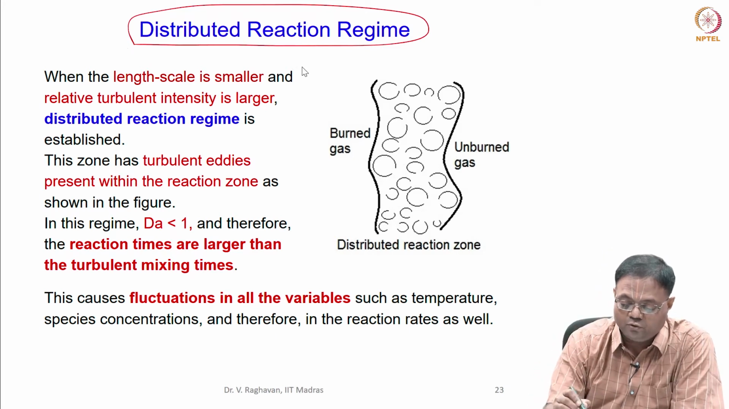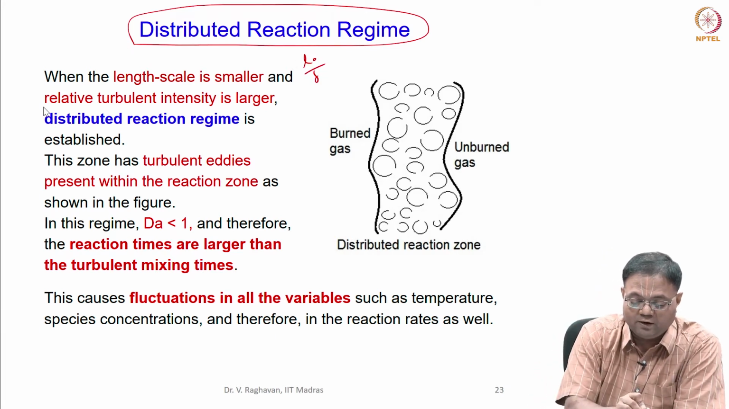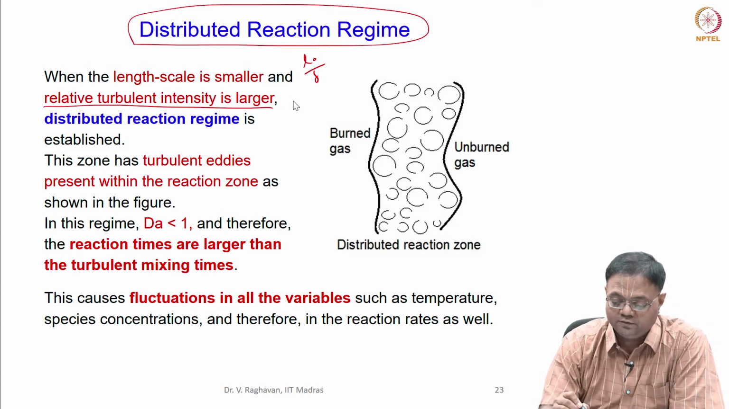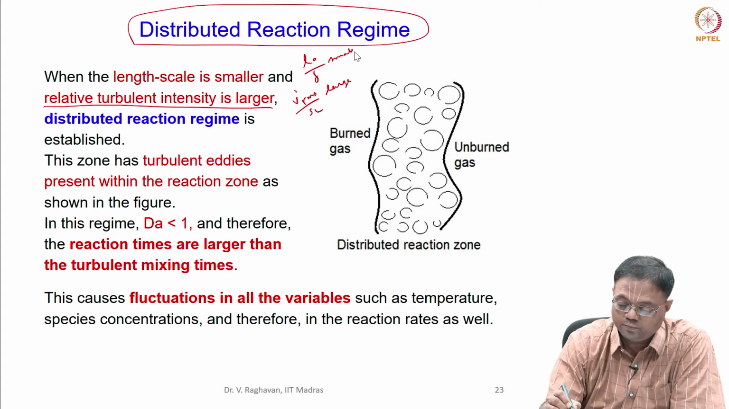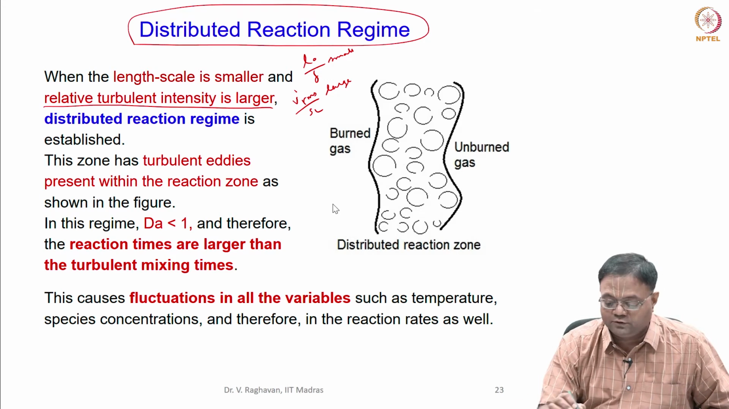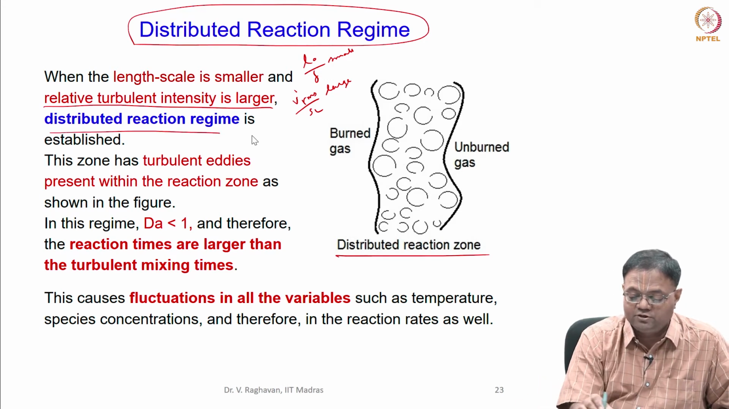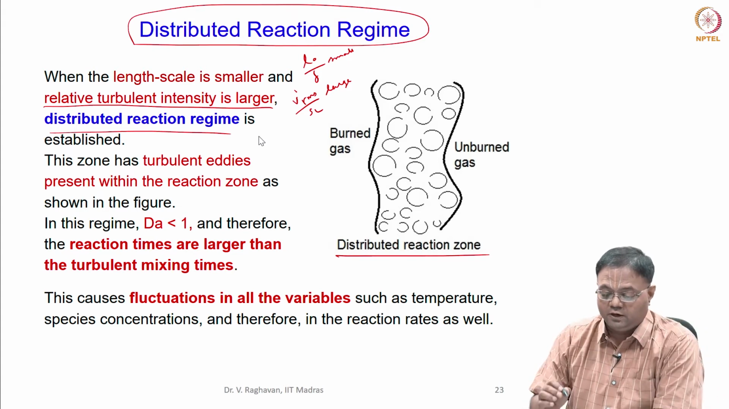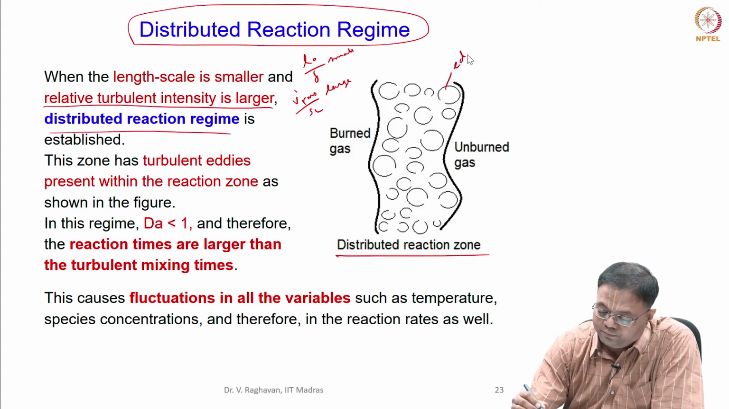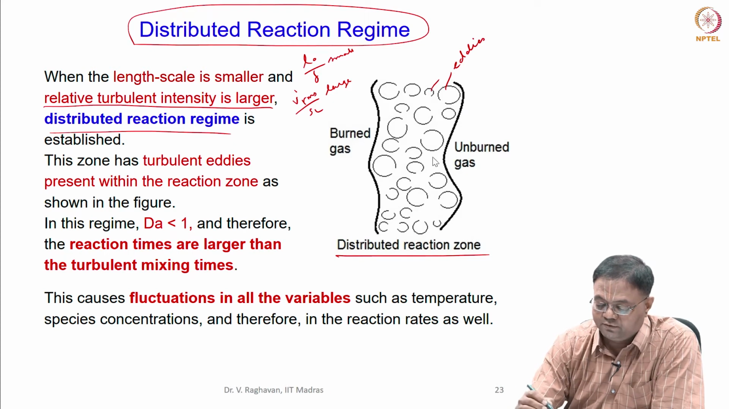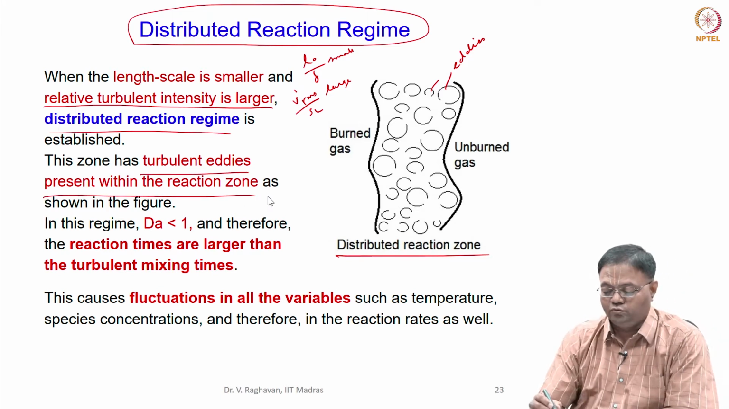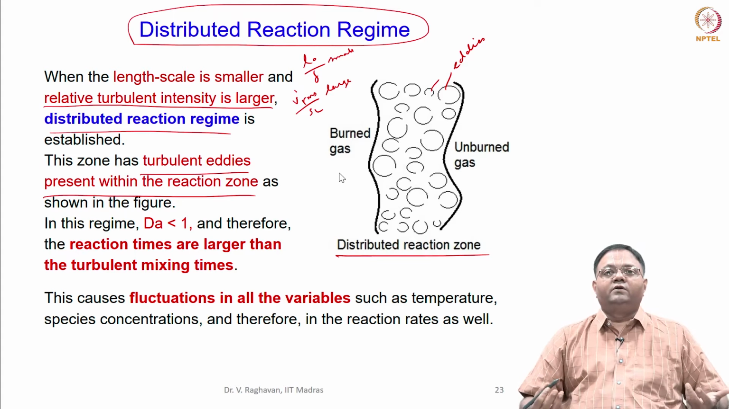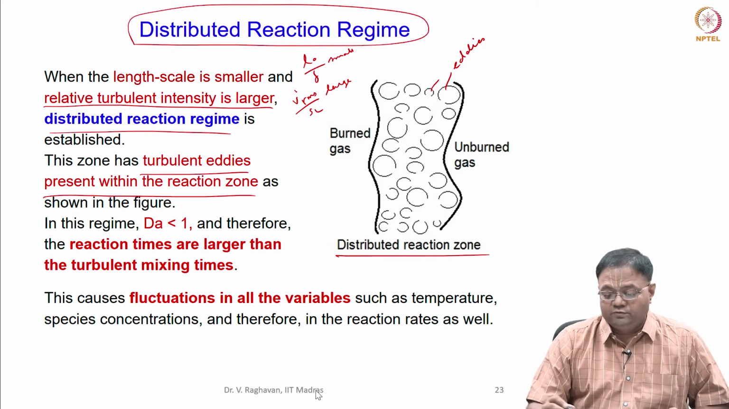Here the length scale ratio is smaller and the relative turbulent intensity is large. Now we get the distributed reaction zone, which is established. Here the turbulent eddies, eddies of different sizes, are present within the reaction zone, between the unburnt and burnt gas, and you see that the flame thickness del is greater than L naught.